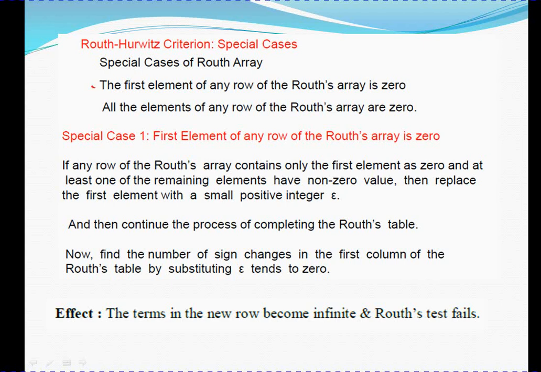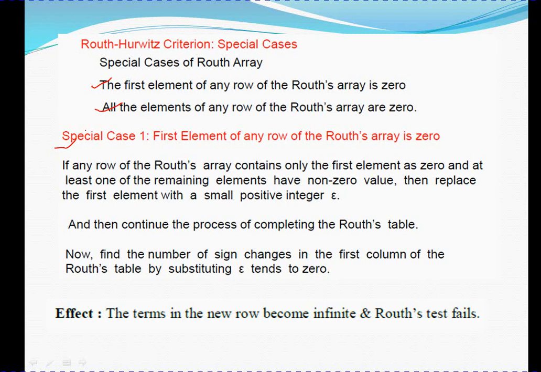The first special case is when the first element of a row in the Routh array becomes 0, and the second special case is when all the elements of any row become zeros. First we are going to study the first case. When the first element in any row is 0, you cannot calculate the next row, because 0 will be in the denominator, hence it will become indeterminate.